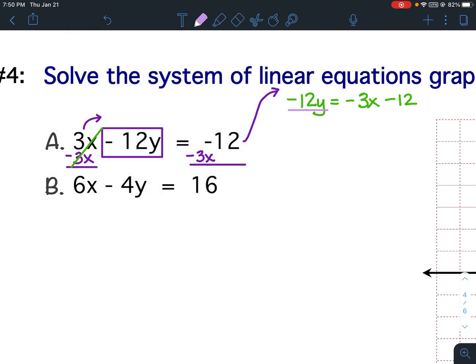Divide everything by negative 12. That would cancel. We have y equals negative 3 over negative 12. If you put that in your calculator, that would reduce to 1/4. 2 negatives is going to make it positive. It'll reduce to 1/4 x. And negative 12 divided by negative 12 is positive 1.